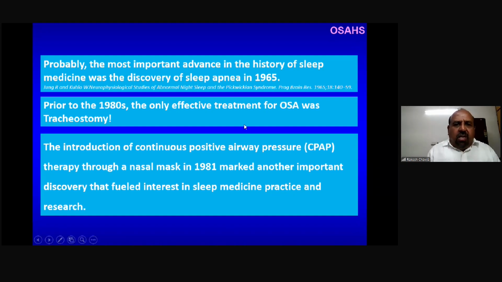Probably the most important advance in the history of sleep medicine was the discovery of sleep apnea in 1965. Prior to 1980, the only effective treatment was tracheostomy. The introduction of CPAP through a nasal mask in 1981 marked another important discovery that fueled interest in sleep medicine practice and research. You have heard a very nice talk by Dr. Shivani, and she has added the beautiful part, ending her presentation, of how to titrate CPAP and how to titrate BiPAP. They are beautiful slides, Shivani.